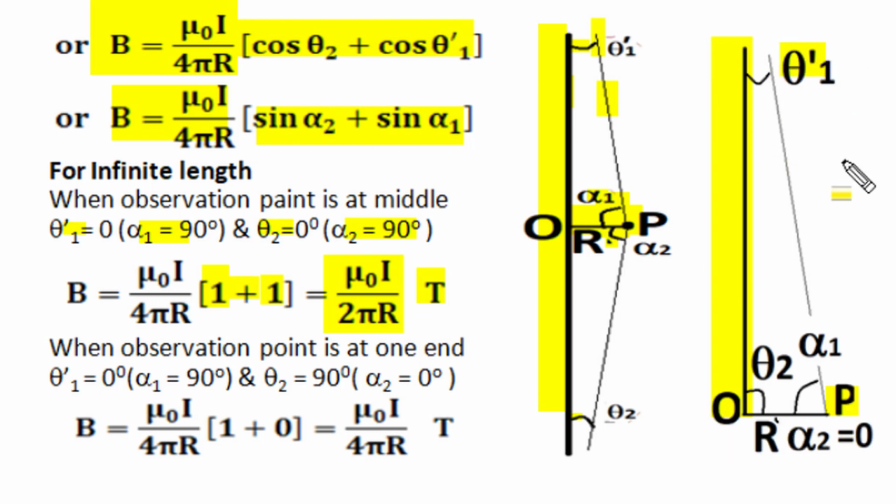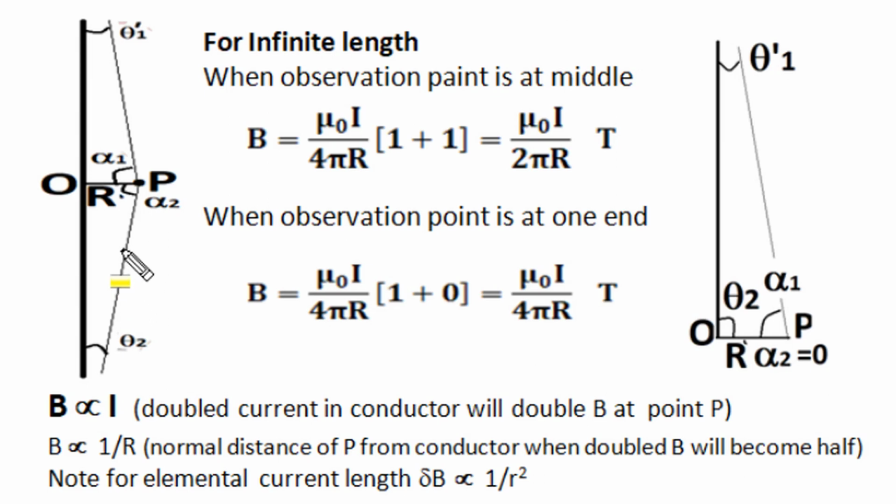And for the same infinite length, if the observation position is at one extreme end, then one theta becomes 0, another theta becomes 90 degree, and cos 0 becomes 1 and cos 90 becomes 0. So this summation is only 1, and our result will become mu 0 I upon 4 pi r, half of the central value at extreme positions. In practical conditions, in comparison to this perpendicular length, if conductor AB length is 100 times or even more, we can treat the conductor as an infinite length conductor for such near about test positions.